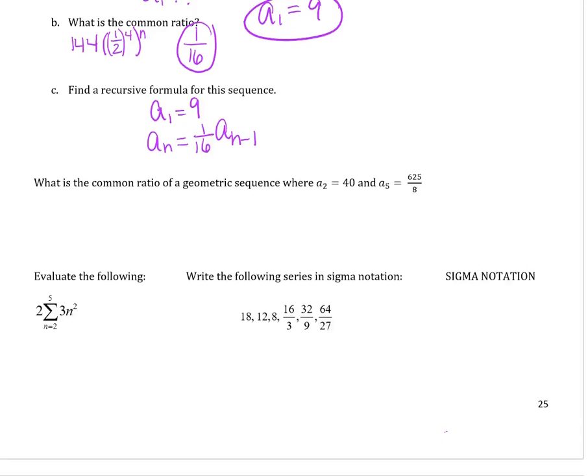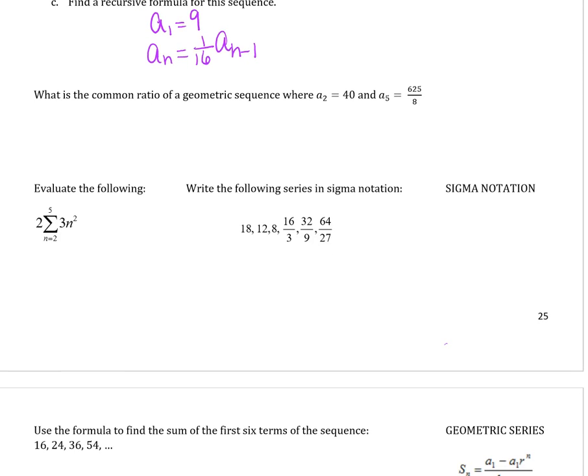All right, so here we are. What is the common ratio of a geometric sequence where the second term is 40 and the fifth term is 625/8? I like to map these out. So the second term, third term, fourth term, fifth term. They told me the second term is 40 and the fifth term is 625/8.